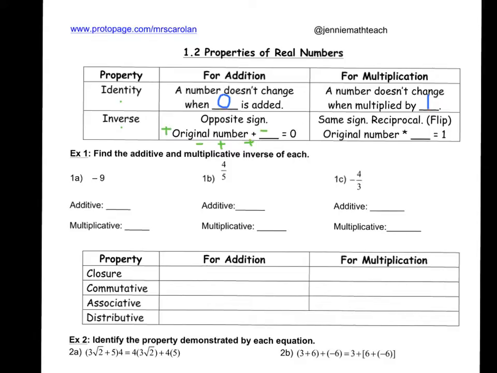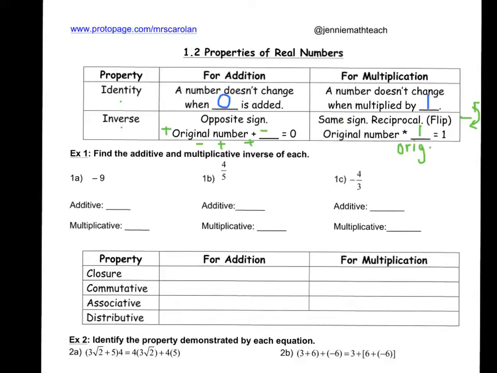For multiplication, you keep the sign, so if you have a positive number, you will keep it positive, or if you start with negative, you'll keep it negative. But you take the reciprocal, so that means you flip the fraction over. So whatever was on the bottom comes on top, and whatever was on top goes to the bottom. So it is the original number times 1 over the original number. And when you put those together, they will equal 1. So let's try some examples.